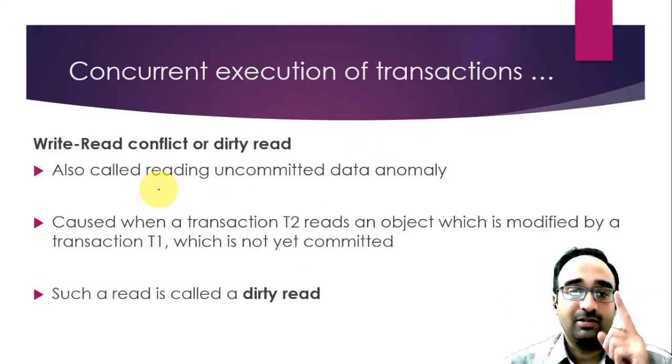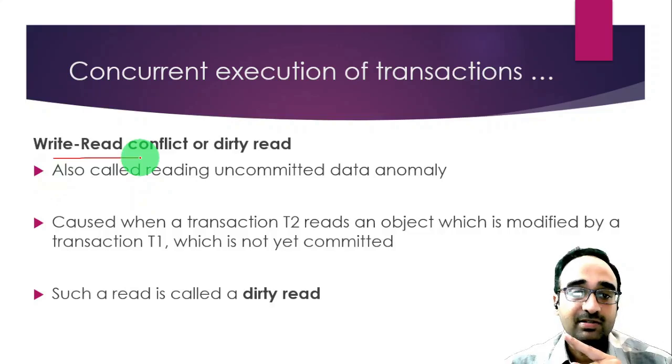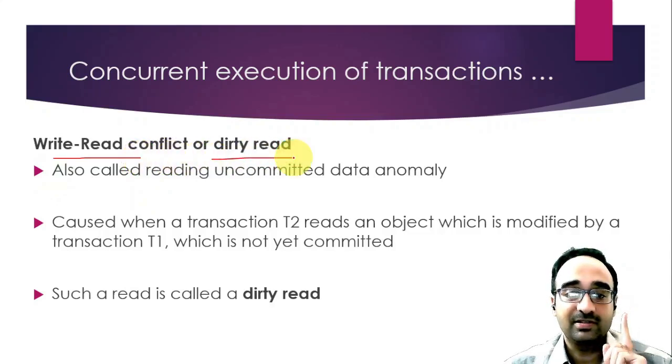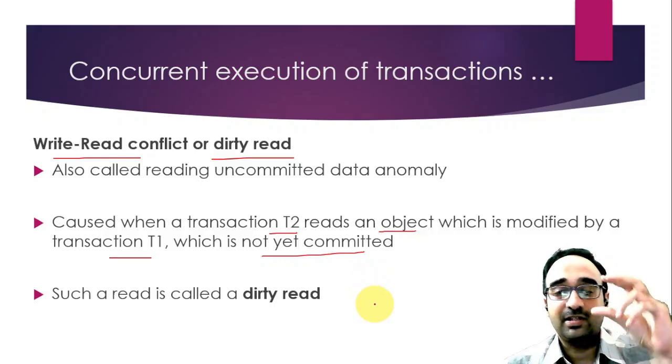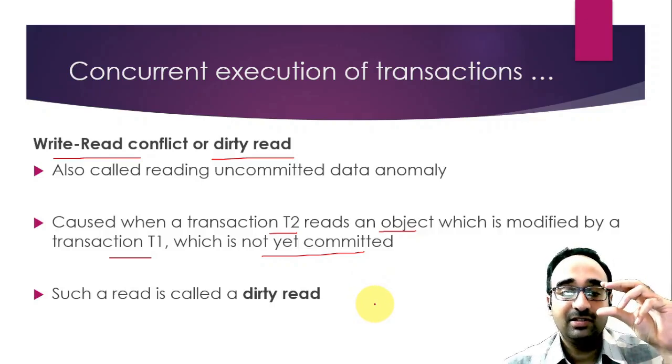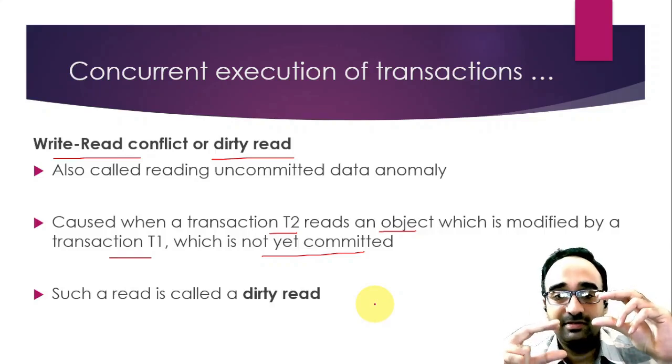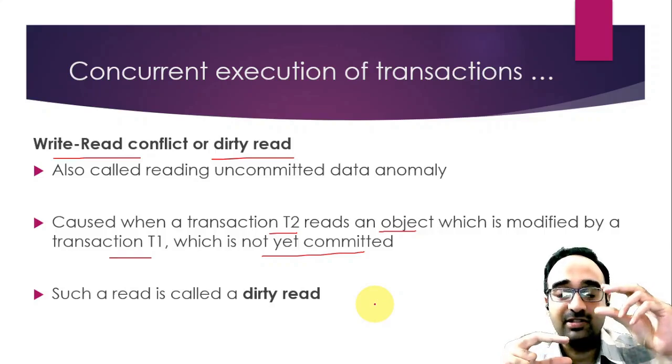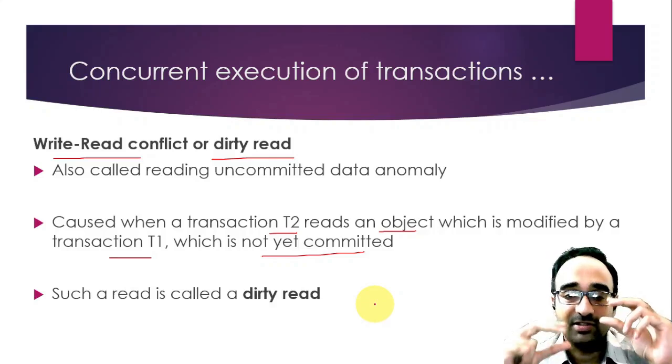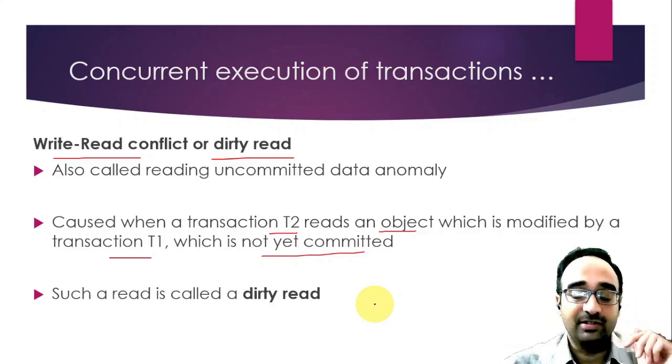Fine. Now we are seeing the first kind of conflict, which is write read conflict, also called dirty read. So when do we say that there is a write read conflict? Whenever a transaction T2 reads an object which is modified by another transaction T1, which is not yet committed. That means a transaction is writing on an object and it didn't commit, then another transaction is reading this, which is modified by another transaction. So such kind of read is called dirty read.